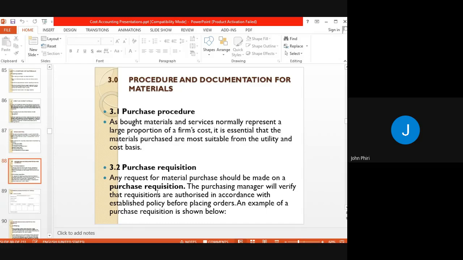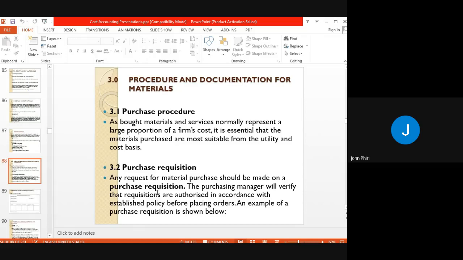That's one thing you must be aware of. And the materials that you are buying, we are saying they must be the right materials at the right price, right time, right source, if you like. That is very important. So what's the requisition? That's the first step you're going to do, is to raise a requisition.